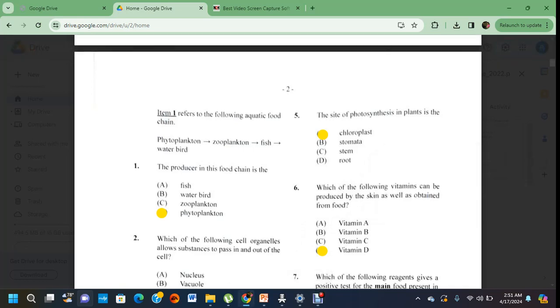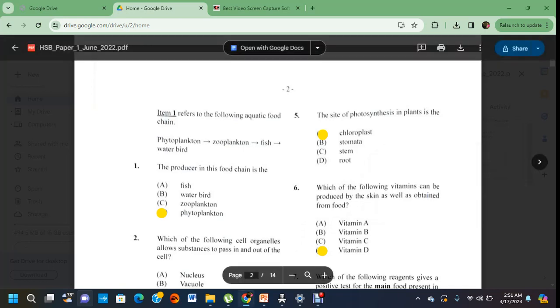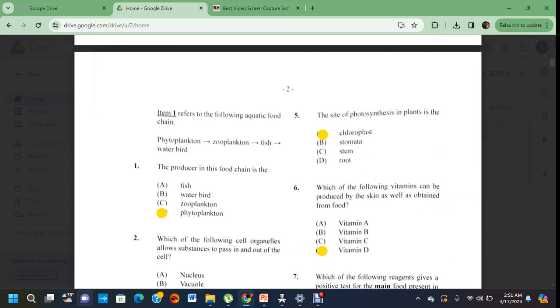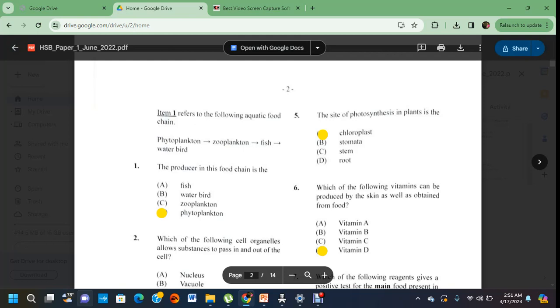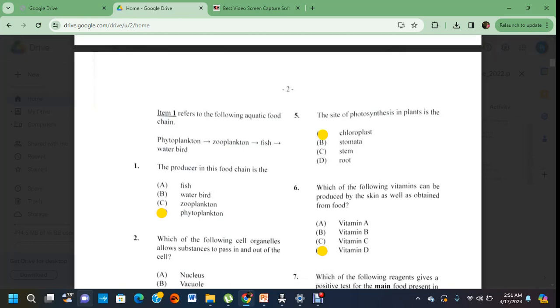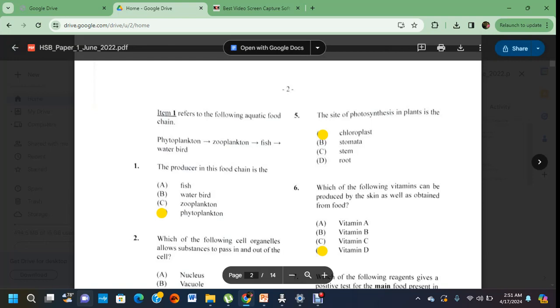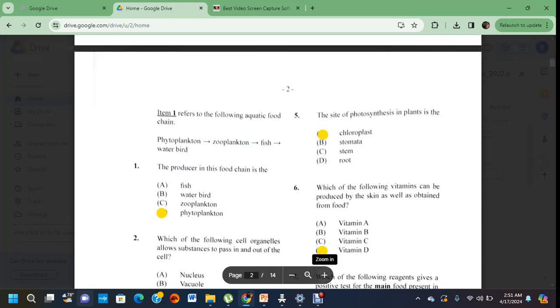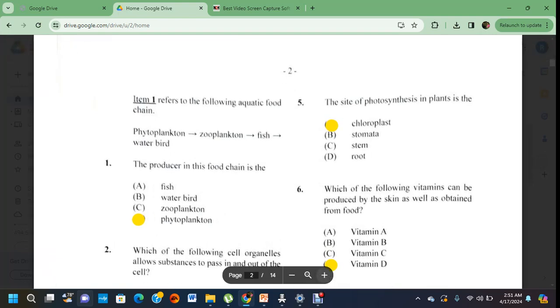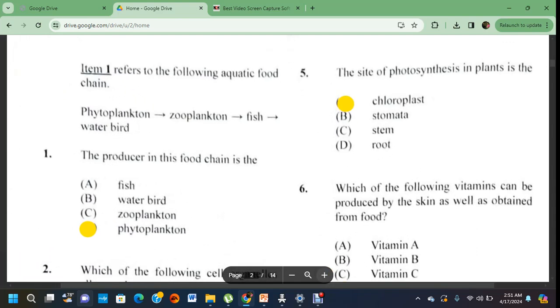Now, for this episode, I will be looking at some CXC past paper questions. That's multiple choice, so I will be looking at some Paper One questions. As you can see on the screen, I actually have some questions. I'm going to go through these questions.